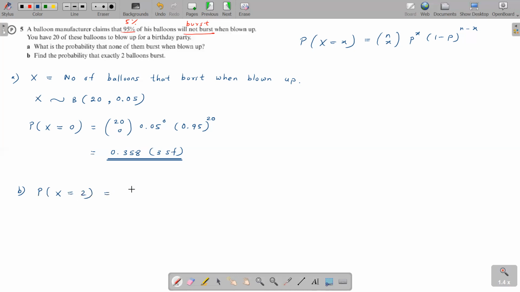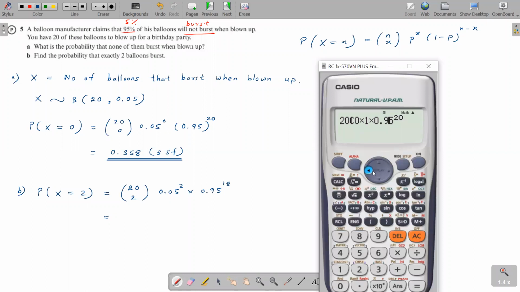So how do you get the probability X equals 2? So 20C2, p to the power x, p is 0.05 to the power 2, into 1 minus 0.05. That's 0.95 to the power n minus x, 20 minus 2. That's 18. What's the answer?